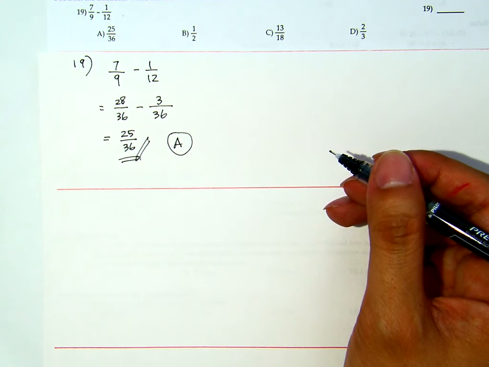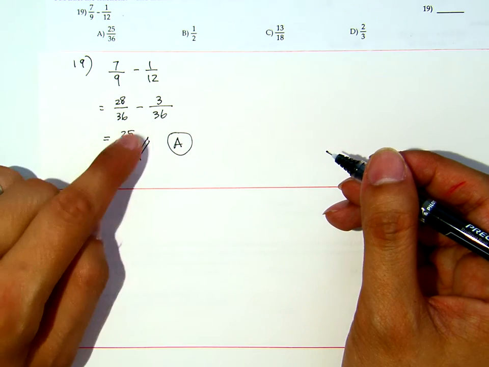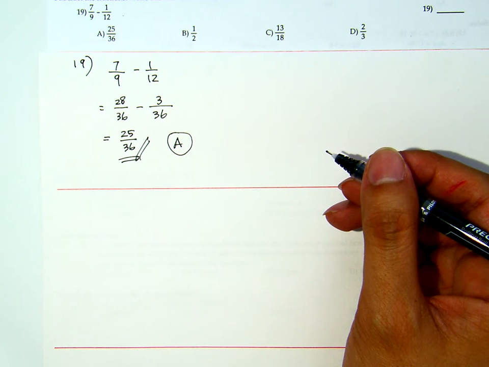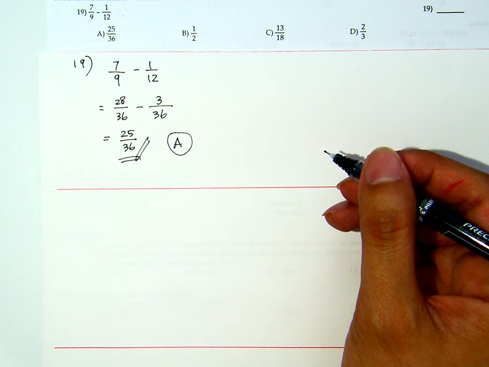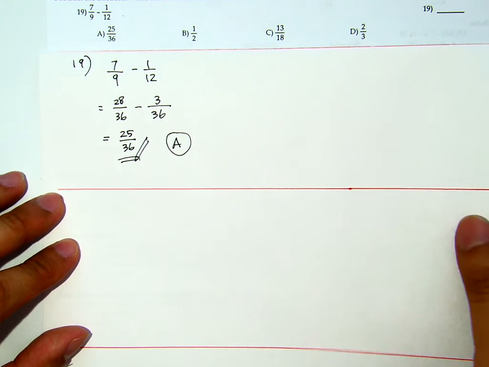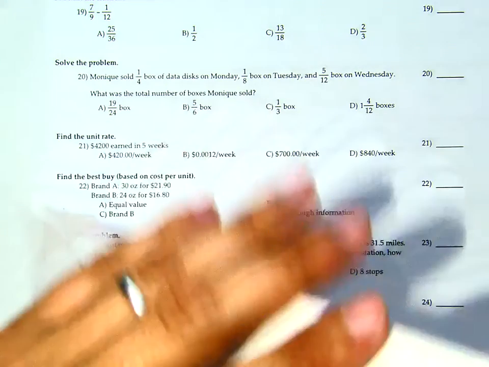Now, some people don't do it this way. Some people, instead of finding the least common denominator, multiply 9 times 12. You are taking a risk by doing that kind of procedure, which I will not teach you, because that's actually not the way a teacher is supposed to teach you. But for number 19, that's the answer. Let's move on to number 20.